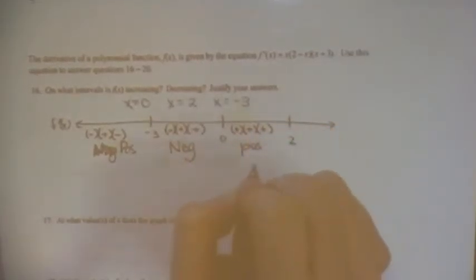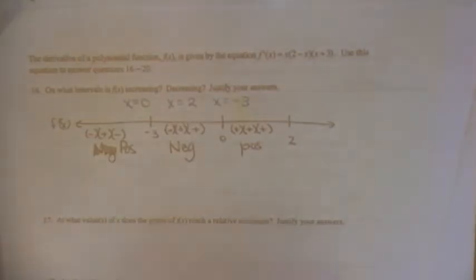Going between 0 and 2, let's use 1. My first piece will be positive. My second piece will be positive. And my third piece will be positive. This is positive. Last, I'll use 3. First piece will be positive. My middle piece will be negative. And my last piece will be positive. So this last piece is negative.